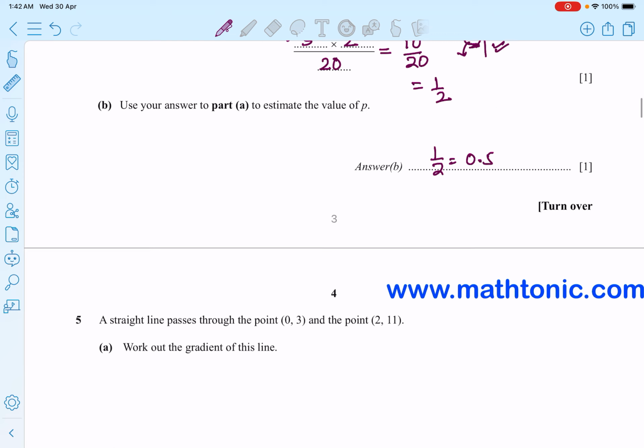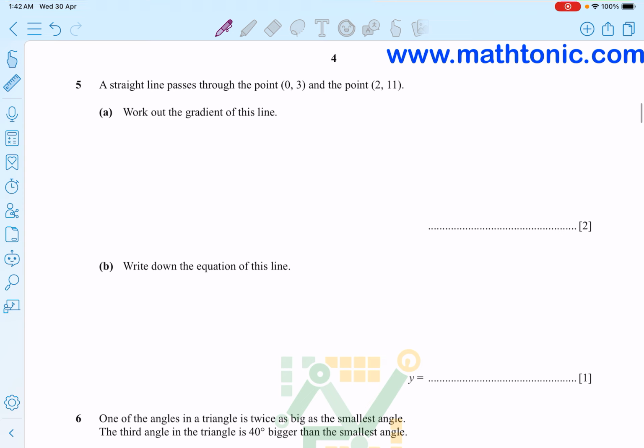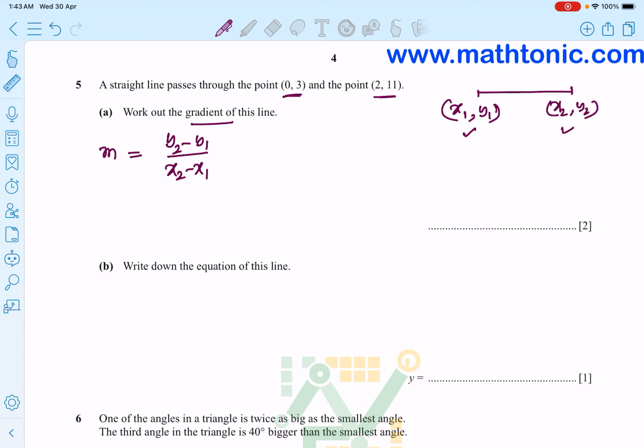Okay, yes. Next question. A straight line passes through the points (0, 3) and (2, 11), right? The question is, find the gradient of the line. Listen, if we have 2 points, that is x1 and y1, and x2 and y2, and the coordinates are given, then how to find the gradient? The formula is m equals y2 minus y1 over x2 minus x1, right?